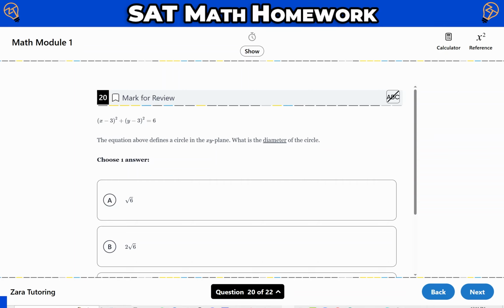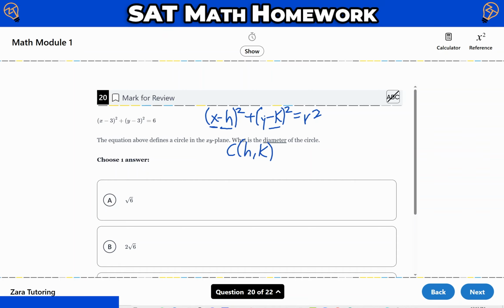To understand what to do on this question, you really need to understand the standard equation of a circle, which is a pretty straightforward one. So let's take a look. It's the quantity x minus h squared plus the quantity y minus k squared is equal to r squared, where the center is (h, k).